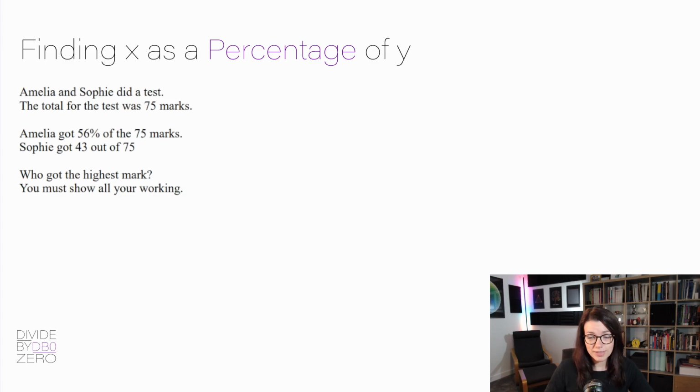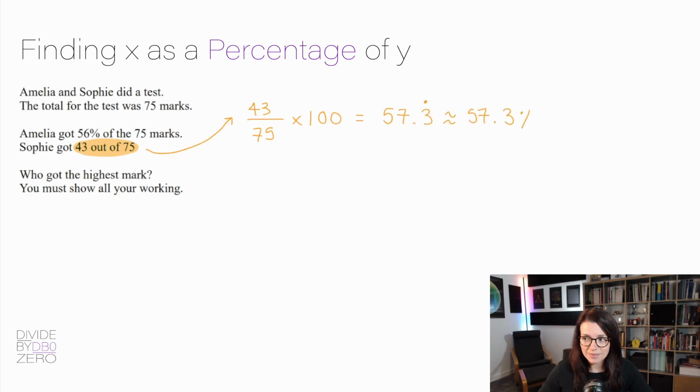So there's different ways of doing this, but for me, I would take the 43 out of 75 score that Sophie got, and I would turn that into a percentage. So in the calculator, I would do 43 out of 75 or 43 over 75 times 100. Just typing that in would give you 57.3 recurring. So that's roughly 57.3%. Now we can compare Sophie and Amelia's scores more easily. And Sophie got 57.3%, whereas Amelia got 56%. So Sophie got the highest mark.